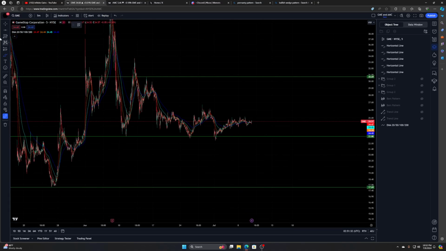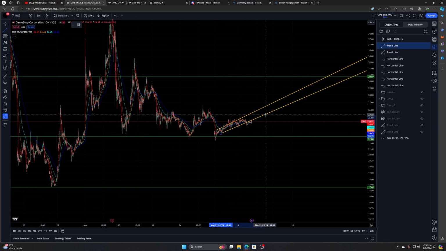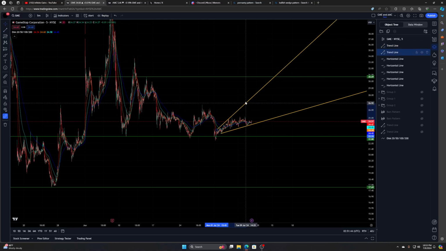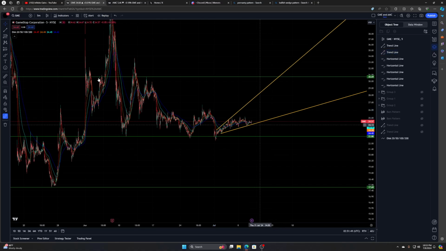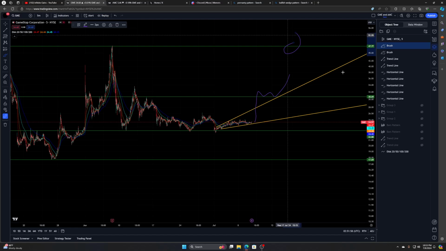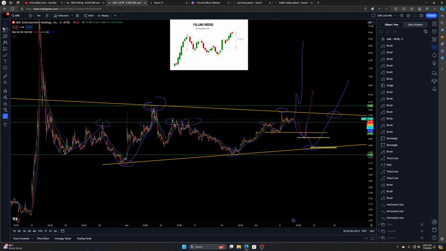GME kind of gives me a headache. You have this trend here. I guess it's kind of like a broadening wedge, honestly. Maybe that makes sense. So you could come up here, break through this level, and then shoot to a higher level, shoot to this level. I don't know. I'd have to look more into GME and live stream it tomorrow.